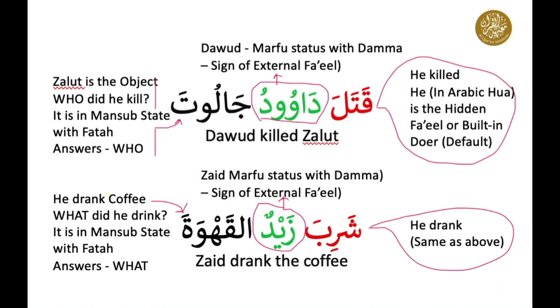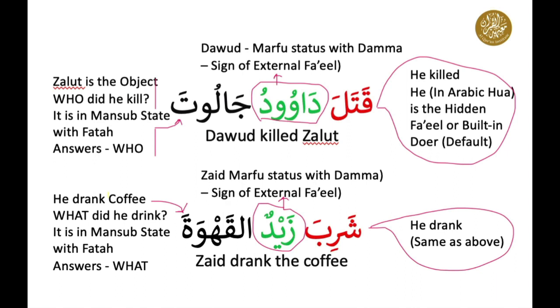It's also called built-in fa'il. Sometimes it's also called internal fa'il. So Qatala has got built-in fa'il, which is he. In Arabic, it's huwa. So as we said, if the fi'il has got a hidden fa'il, either huwa or hiya, it may have an external fa'il. If Qatala didn't have huwa or hiya there, then it will not have an external fa'il. So Daudu is possibly the external fa'il here.